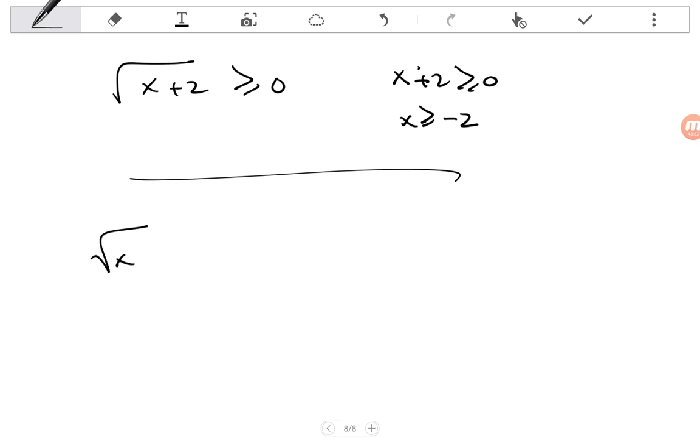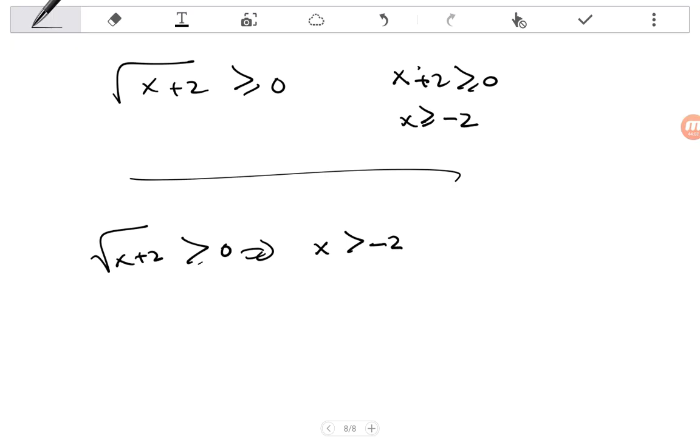What if I ask square root of x plus 2 greater than 0? When would that be greater than 0? At x greater than negative 2. Should I put an equal sign here or not? No. I need to exclude the value for which the root is equal to 0. So that is the solution of this inequality.